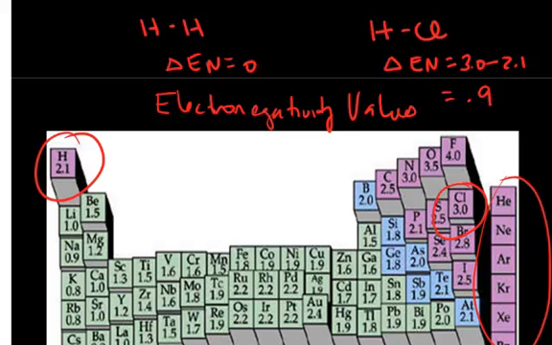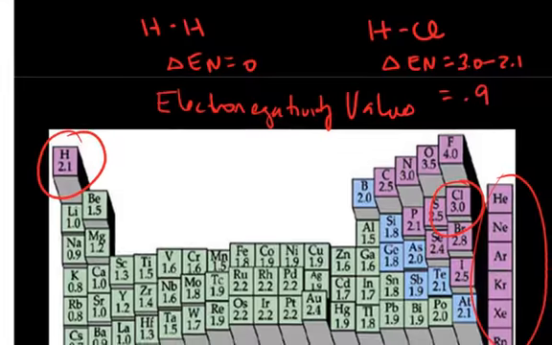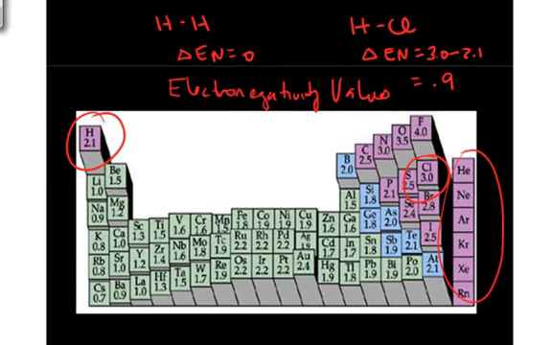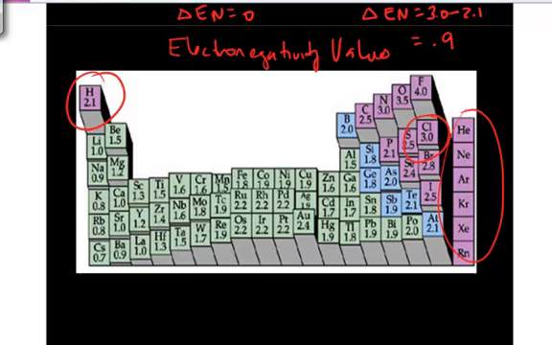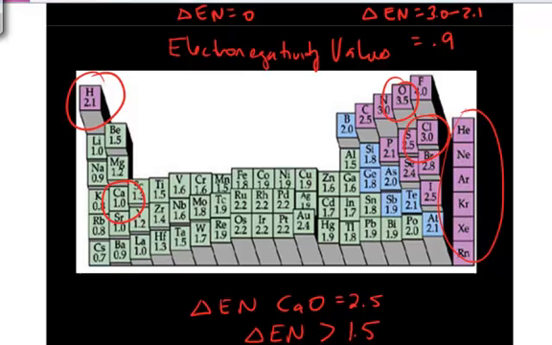Now, typically, if the difference in the electronegativity values is greater than 1.5, then one considers that bond an ionic bond. For example, calcium has an electronegativity value of 1, and oxygen has an electronegativity value of 3.5. So the difference in electronegativity for calcium oxide is 2.5. So anytime the difference in electronegativity is greater than 1.5, it's safe to consider that particular bond an ionic bond.